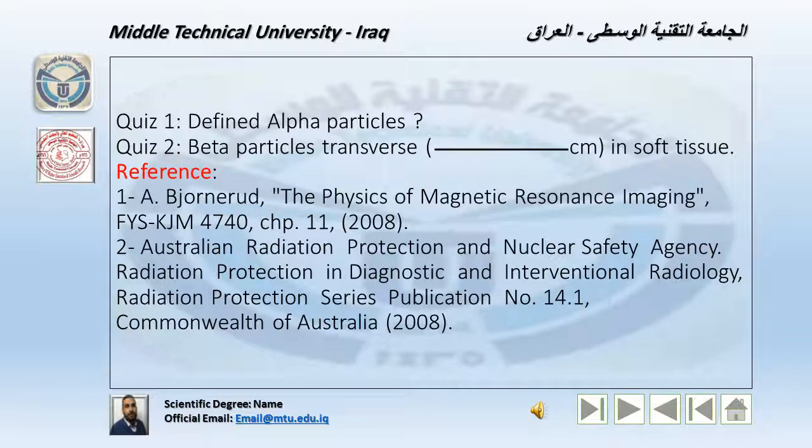Now we have a quiz. 1. Define alpha particles. 2. Beta particles travel a certain number of centimeters in soft tissue.